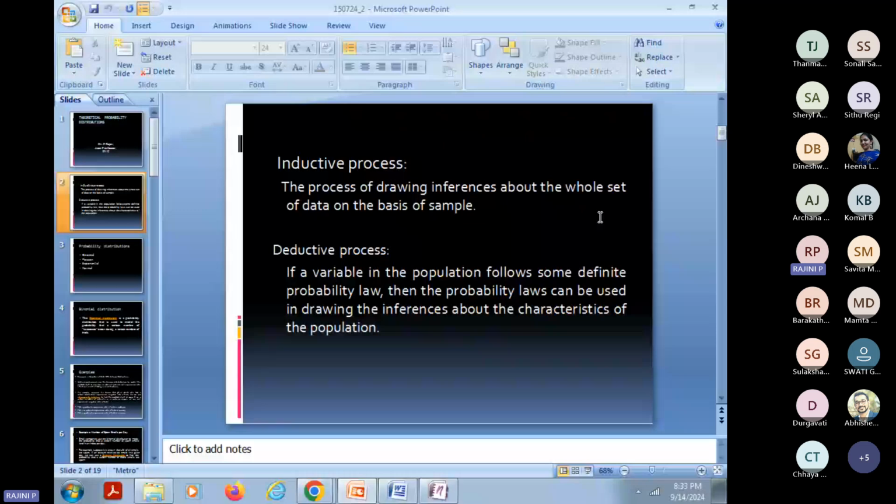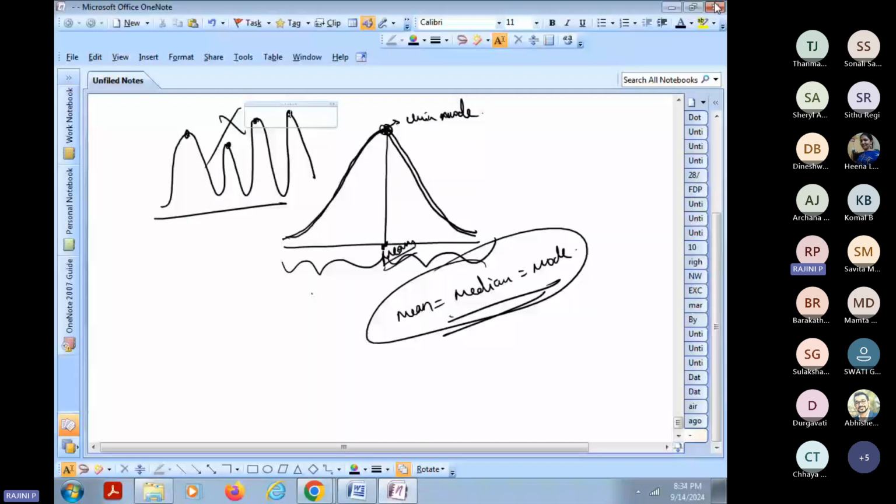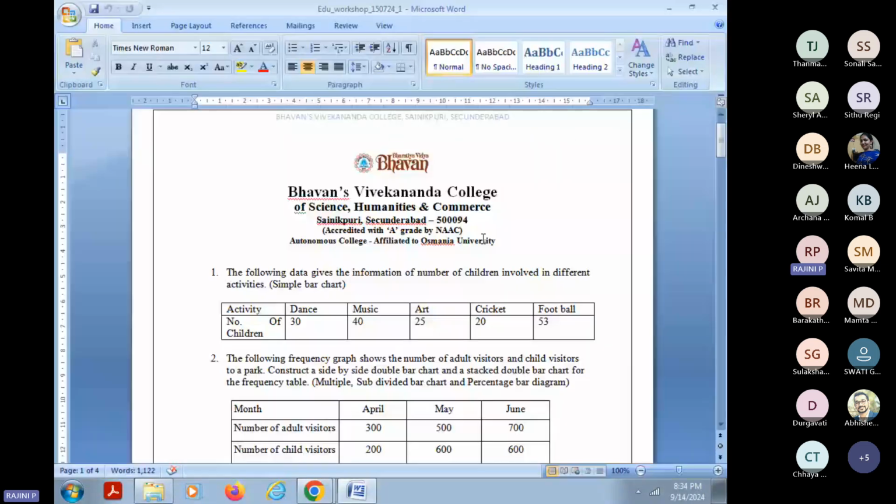Okay. So what is the basic statistics? What I planned to explain, that is over. Now I'm entering into the problems. So let me close this. So these are the problems that I have.